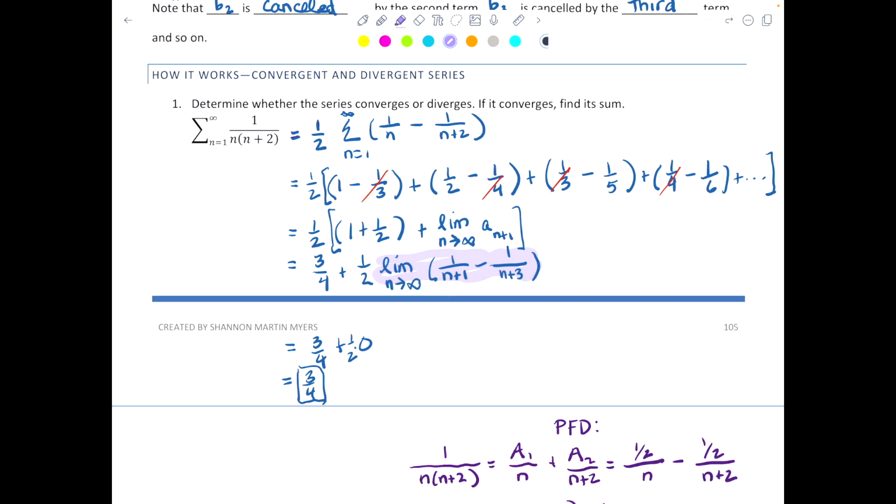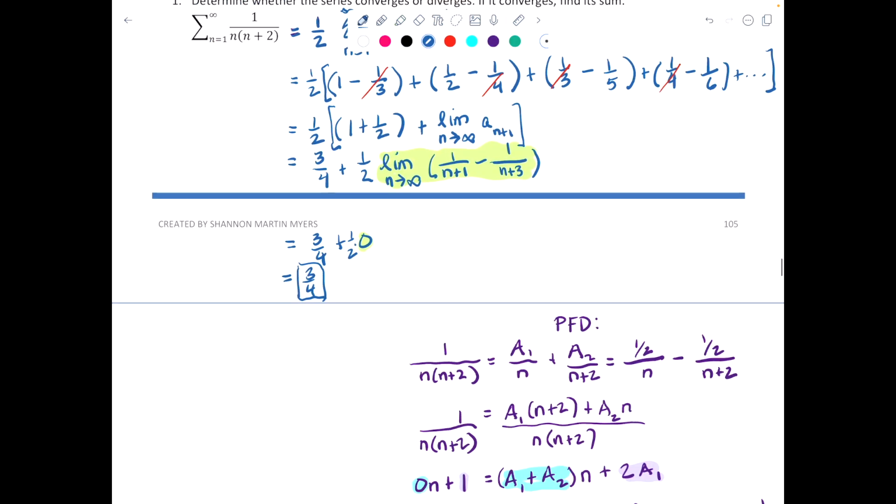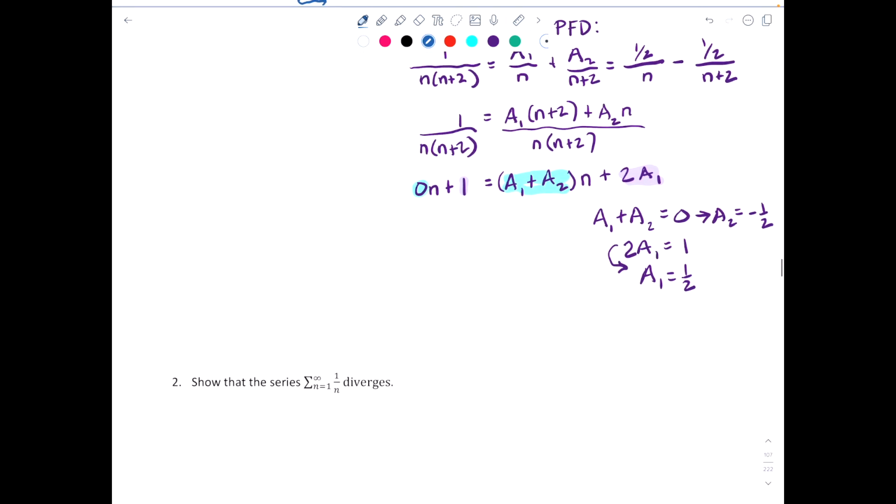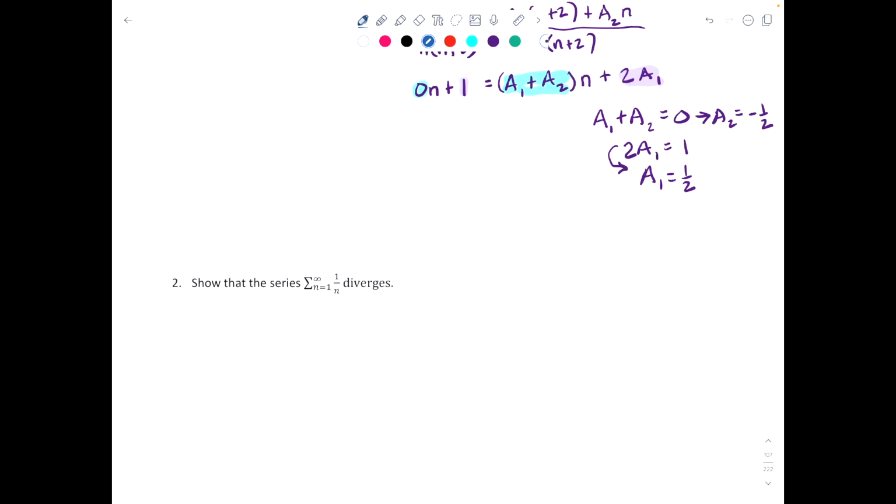I shouldn't use that color probably, since I did that on the partial fraction stuff. This whole limit here was 0. Okay, so anyway, this is an example of a telescoping series, and it's a nice, powerful thing that we can take something that is infinite and we can find its infinite sum, right? Okay.